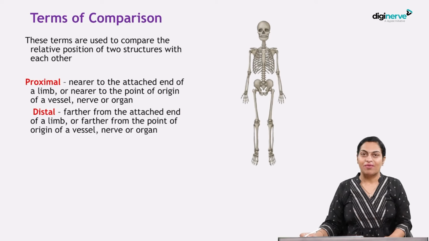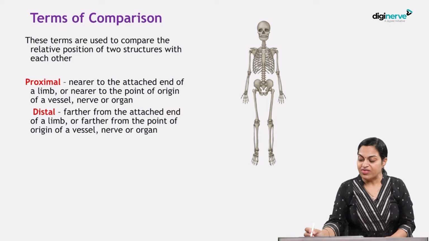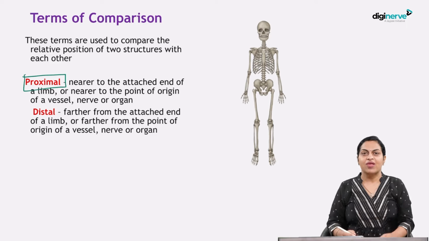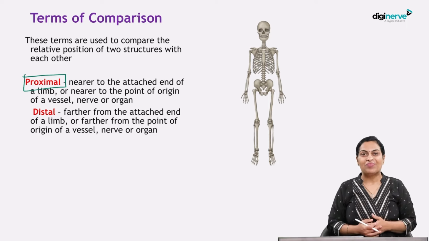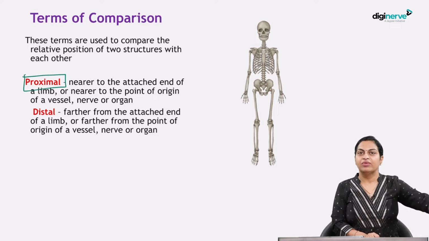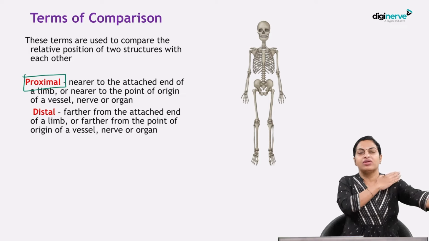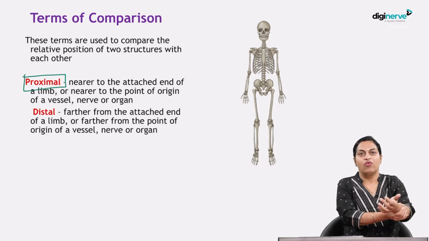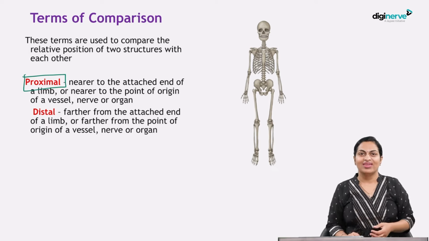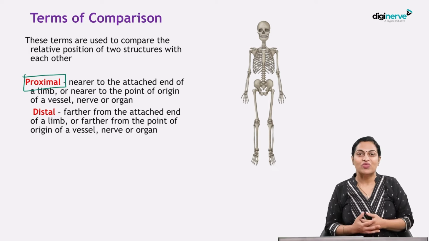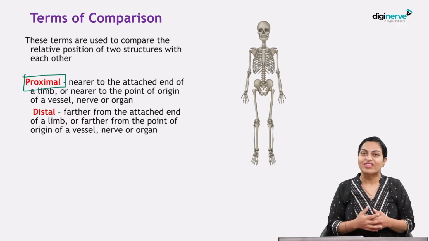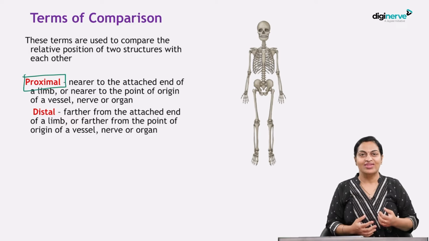Coming to terms of comparison, proximal and distal. What do you mean by proximal? Something that's closer to the body, and distal is farther away. For example, in the upper limb, we would have learned that this is the shoulder, the arm, right? And this is your elbow, the forearm, and the hand. Can you tell me which one is more proximal to the body? The shoulder. Which one is distal or away from the body? The hand.